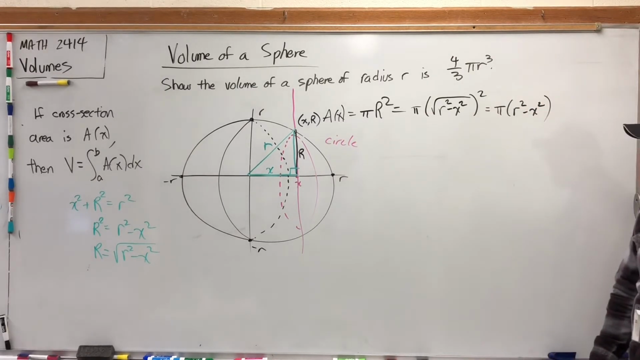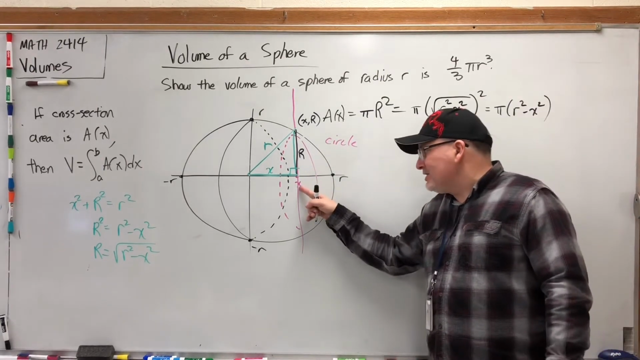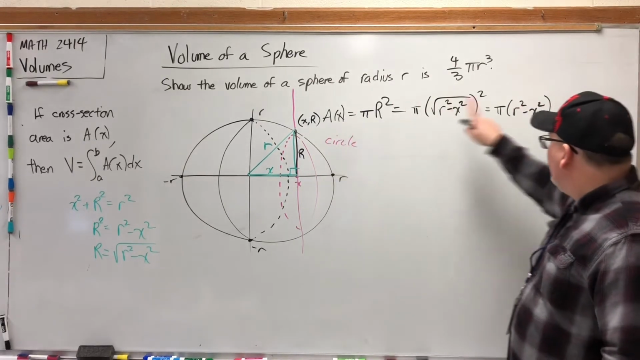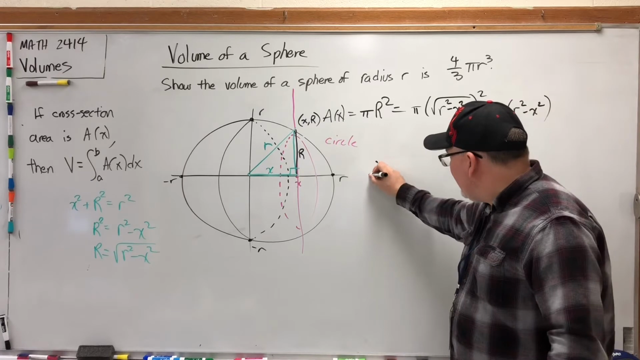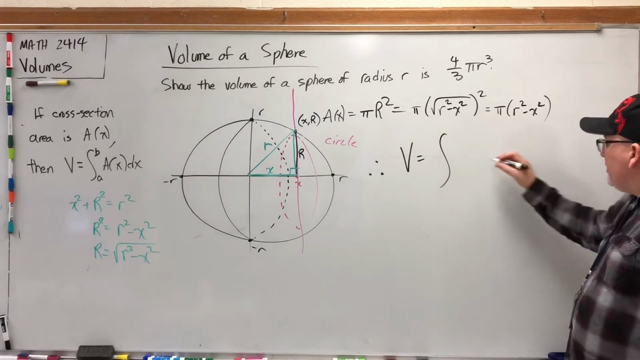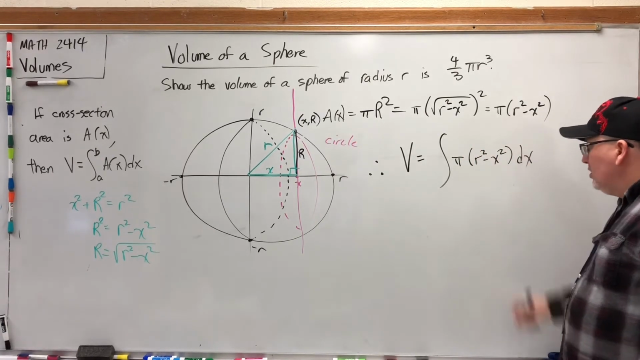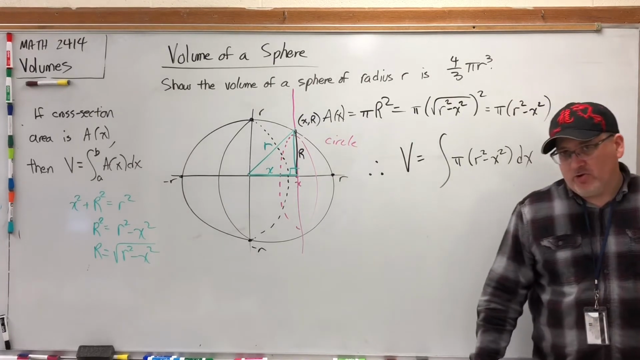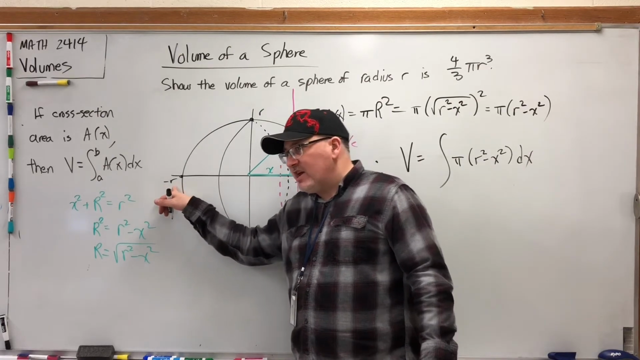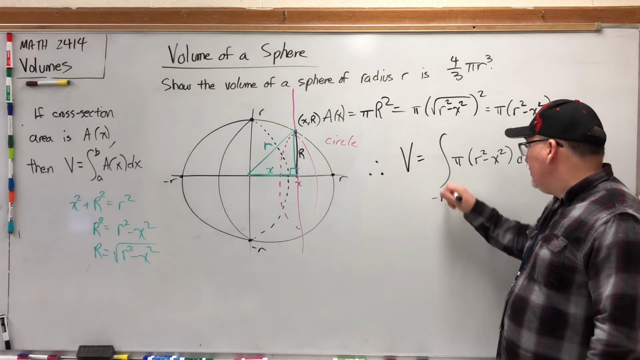And now we know the area of this cross section if we cut this solid at this point on the x-axis. Now that we know the area of the cross section, we can set up an integral for the volume. The volume is going to be the integral of the area. So the integral of pi times r squared minus x squared dx from the least x value to the greatest x value on the sphere. The least is the leftmost x value, which is negative r. The greatest is the rightmost x value, which is positive r.